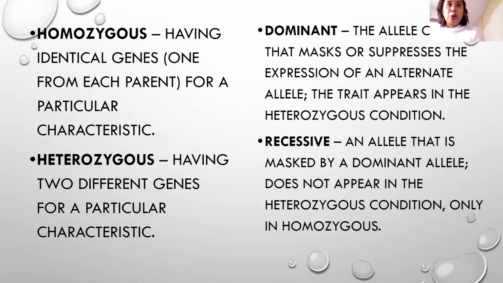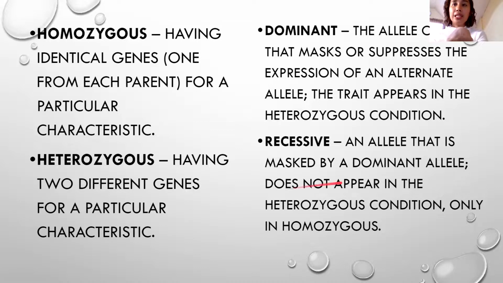So, yun na yun. So, homozygous having identical genes. Heterozygous having two different genes. Dominant, an allele of a gene that masks or suppresses the expression of an alternate allele. The trait appears in the dominant allele, so it is expressed. So pag merong kahit isa lang, it could mask. It could suppress the recessive allele.